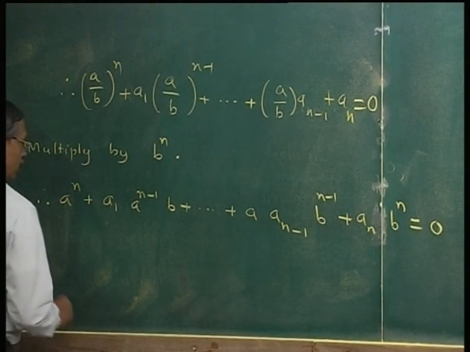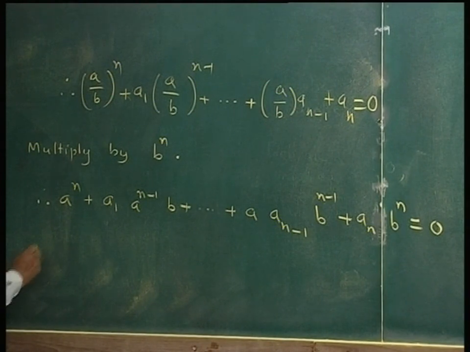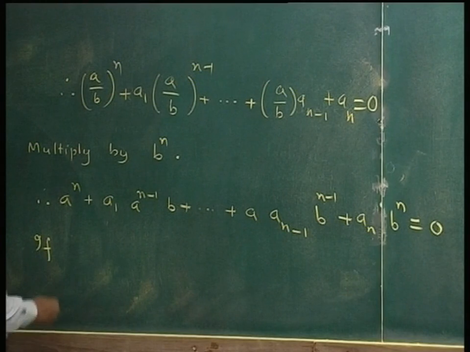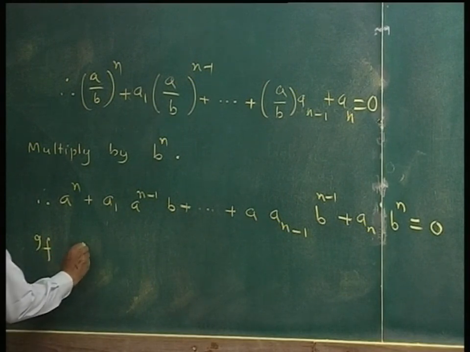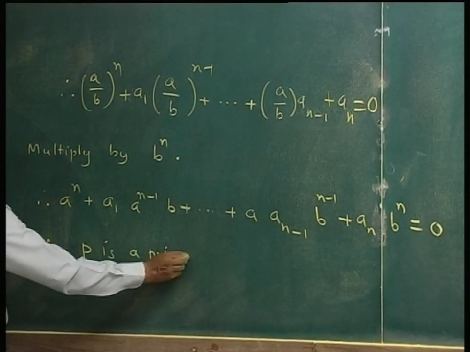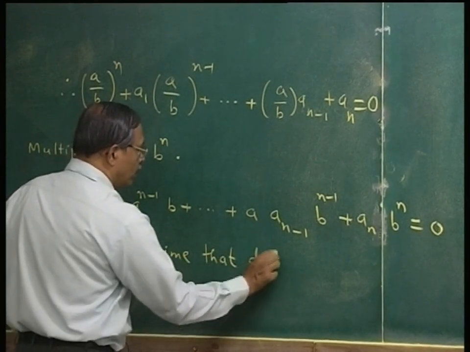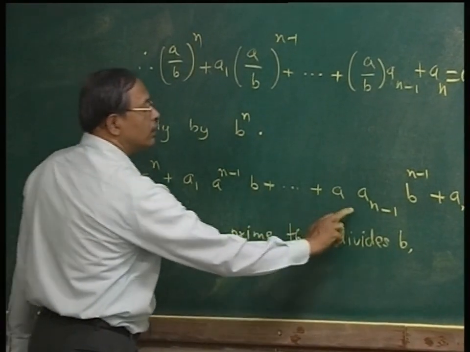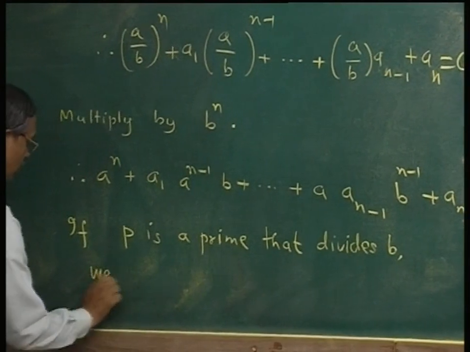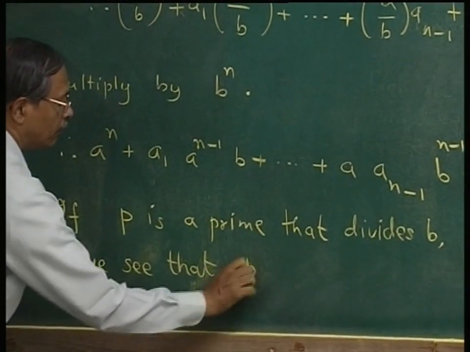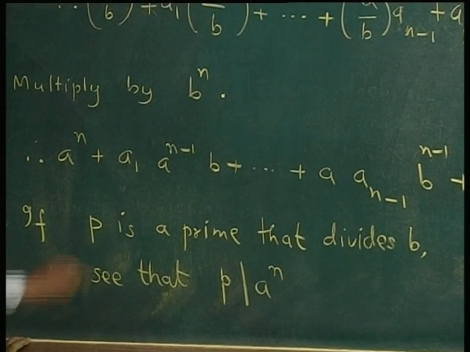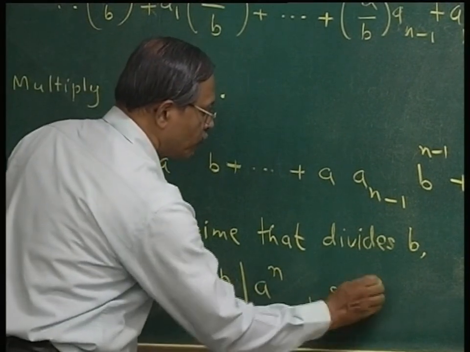Now, we can take b to be positive and suppose, if possible, some prime p divides b. If p is a prime that divides b, see that p divides this term and all the later terms. We see that p divides a raised to n, and if p divides a raised to n, p is a prime number, so p has to divide a.